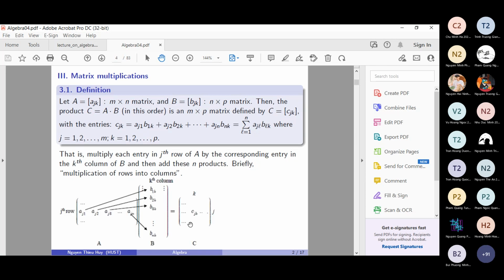But let's draw a picture here. Here we have A the first matrix and B the second matrix, and the product denoted by C. If you want to compute the entry of C at the j-th row and k-th column, C_jk, we have to look at the j-th row of A and the k-th column of B, and then we multiply them in this way: A_j1 with B_1k, correspondingly first with first, second with second, third with third, and so on, last with last, and then we add these products to obtain C_jk.